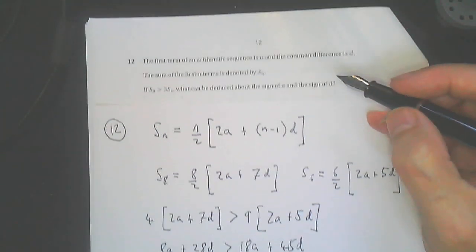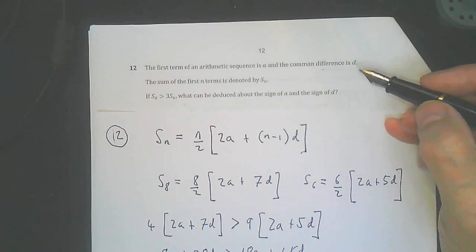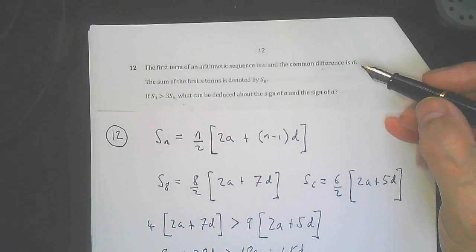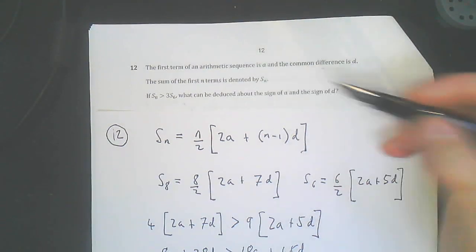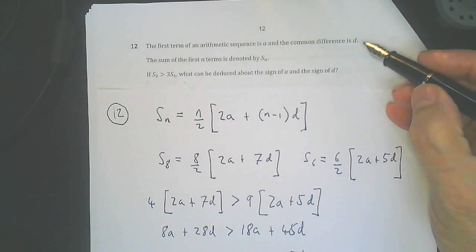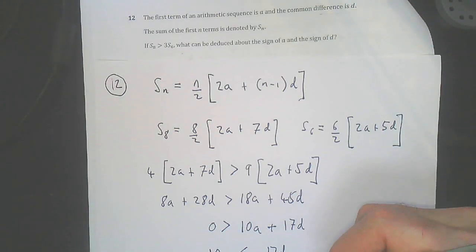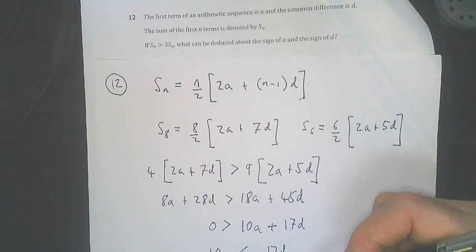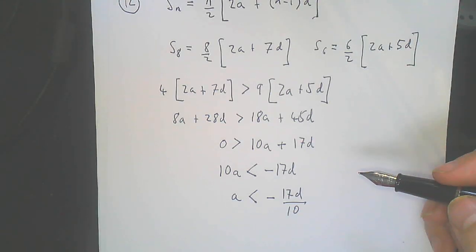However, in the question, it doesn't tell us whether a or d is positive or negative. So if a is positive, d will be negative. If d is positive, a will be negative. But we don't know any further information at all, as far as I can see.